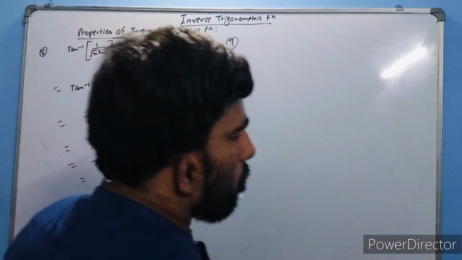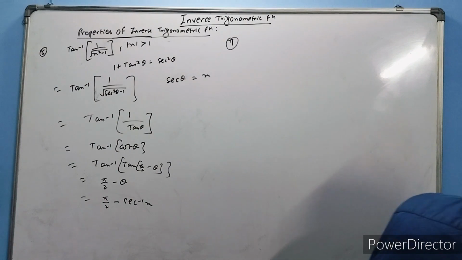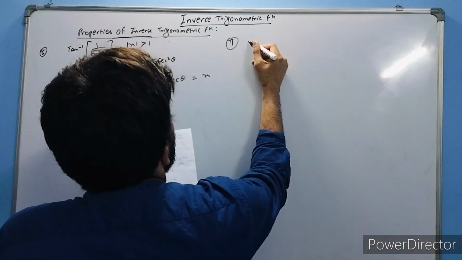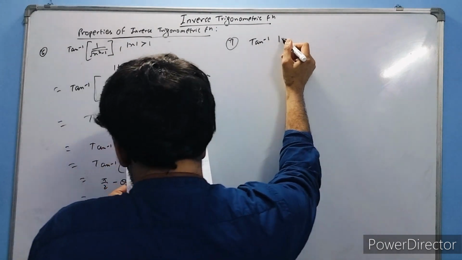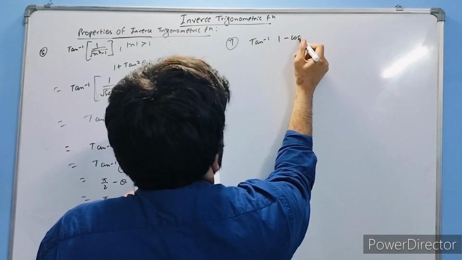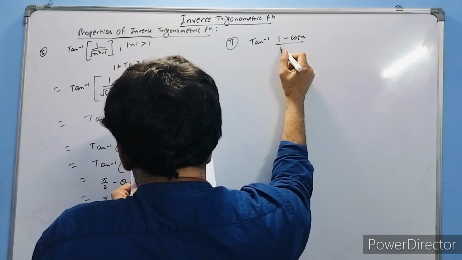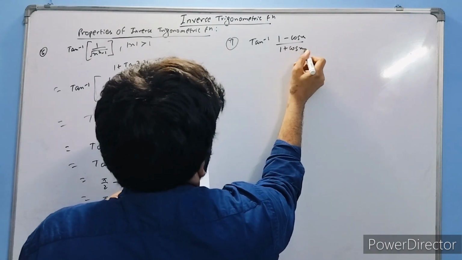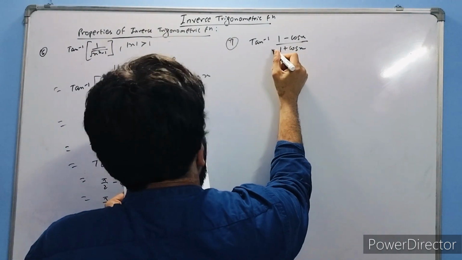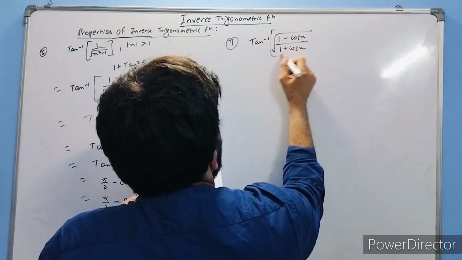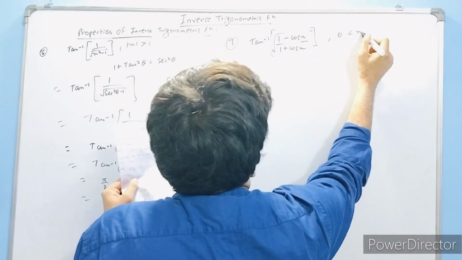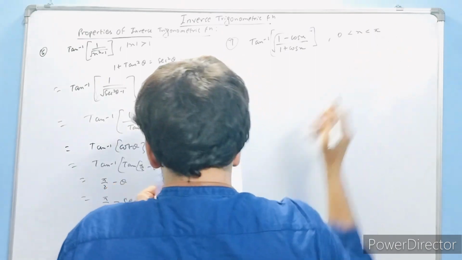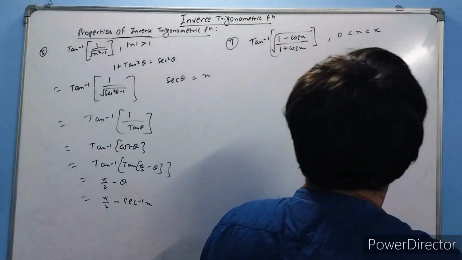Now let us try to solve the seventh question I have. That is, they have given tan inverse of (1 minus cos x) upon (1 plus cos x). So I have this, and they have given also that x lies between 0 and pi. Okay, so let us see how we can do it.